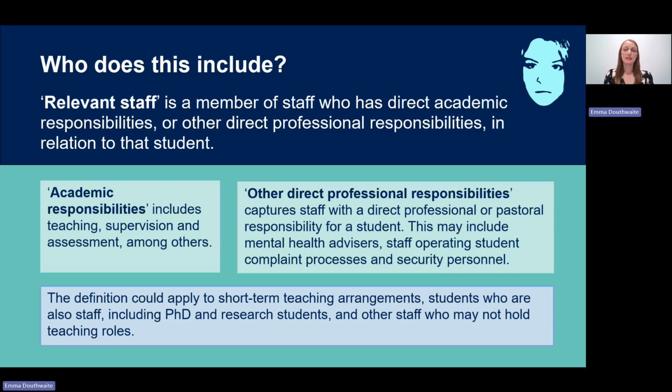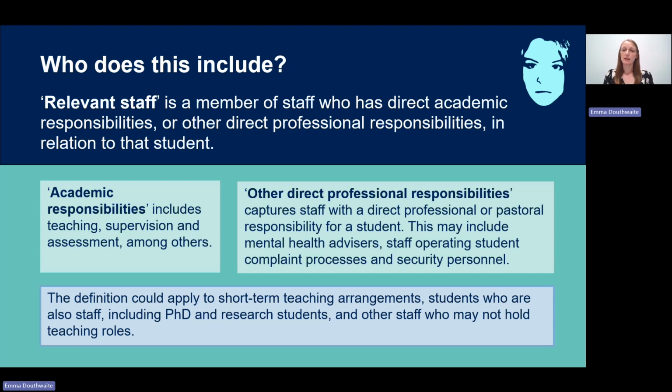The reference to academic responsibilities includes teaching, supervision, and assessment, among others. The reference to other direct professional responsibilities captures staff with a direct professional or pastoral responsibility for a student. This may include mental health advisors, staff operating student complaint processes, and security personnel. This definition could apply to short-term teaching arrangements, students who are also staff, including PhD and research students, and other staff who may not hold teaching roles.